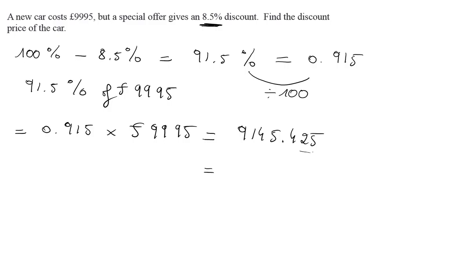So you see that there's 3 decimals. I know I'm working with money, because I'm working with pounds. So I need to round to 2 decimals only. So it's going to be 9,145.43. Okay, so that's it for a discount. So remember, when you're doing discounts, just do 100% minus that discount and use that decimal to actually figure out what the percentage is. All right, I think you're ready for the exercises. Good luck.